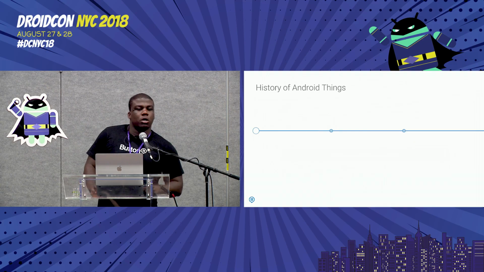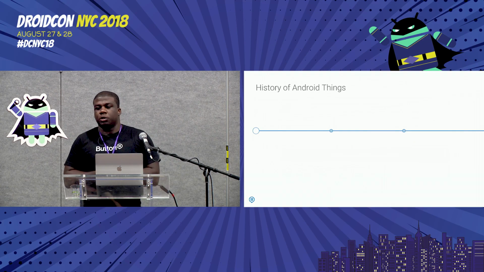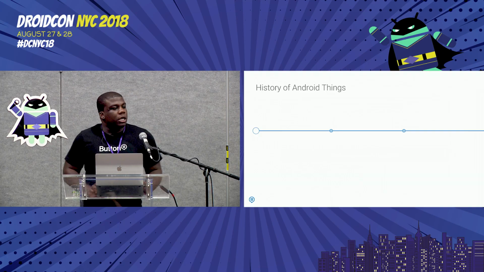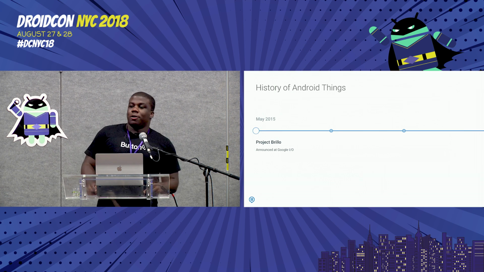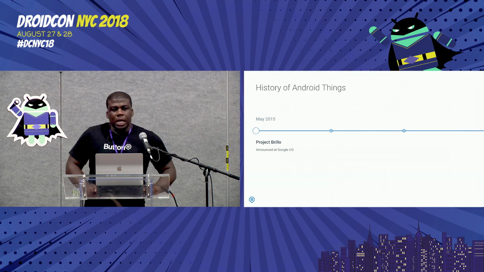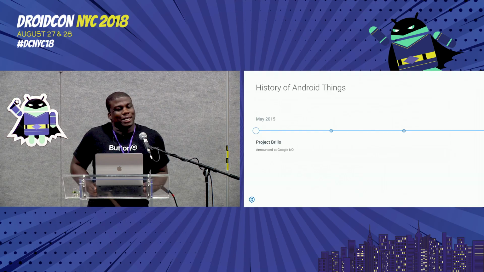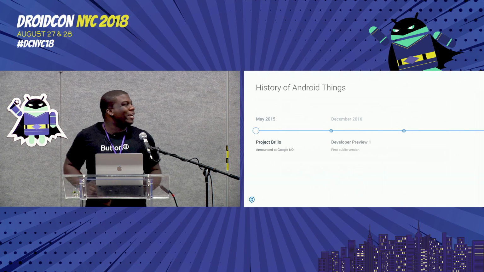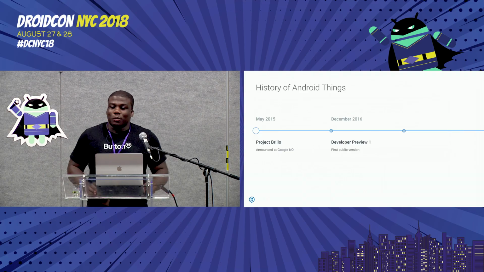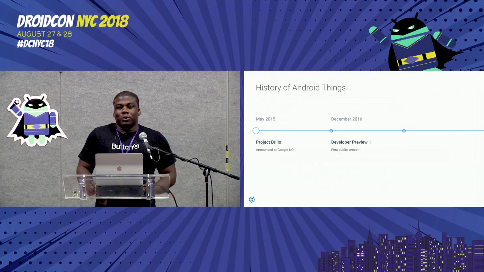Okay, so to go through the history of where Android Things originated from, about 3 years ago, it was actually announced at Google I/O in 2015 under the name Project Brillo. And there wasn't really much about it other than, hey, we're getting into the IoT space, and that's about it. And then I want to say about a year and a half later, we actually got the first developer preview, and it was the first public version of what Android Things basically is today.